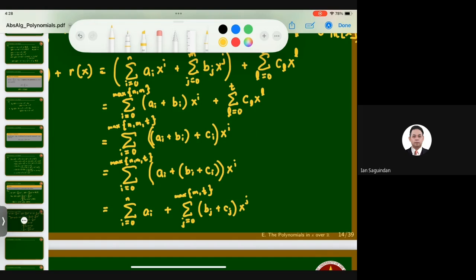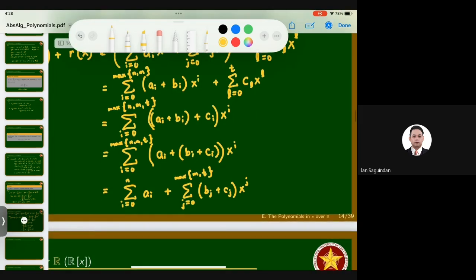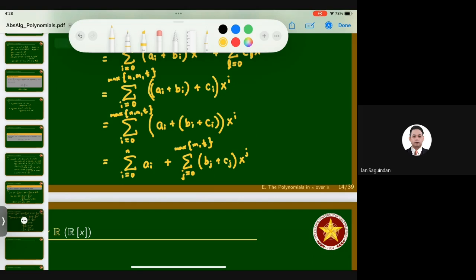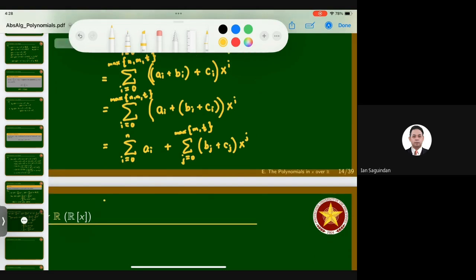So it's as if you are viewing that we added q and r in the first place. Okay, so this one, again, is the summation of all a sub i's, i running from 0 up to n. And then the second polynomial will be broken down as the summation of b sub j, x to the j running from 0 up to m. And we have the summation of all c sub l, x to the l running from 0 up to t.